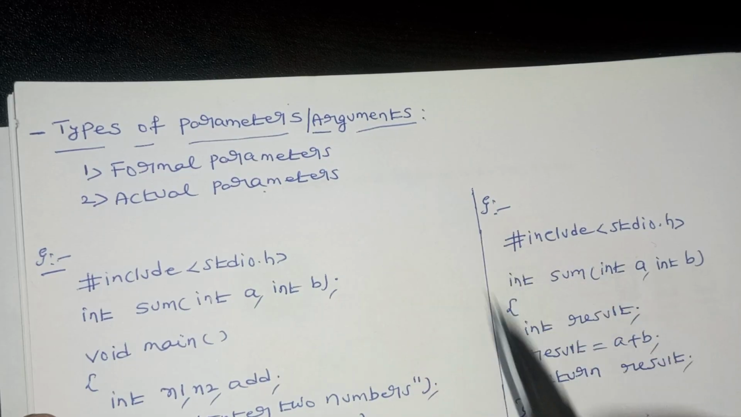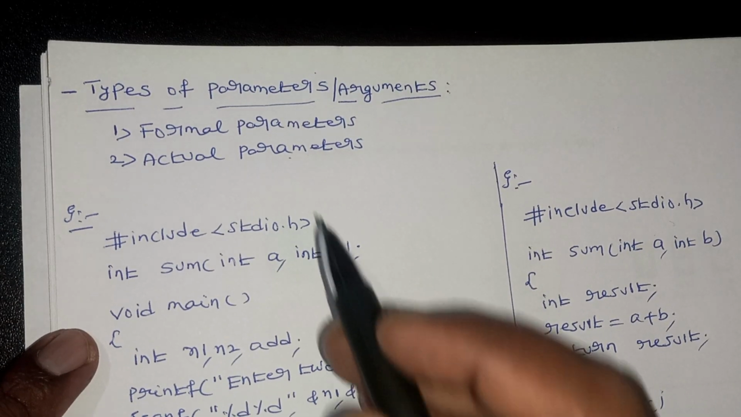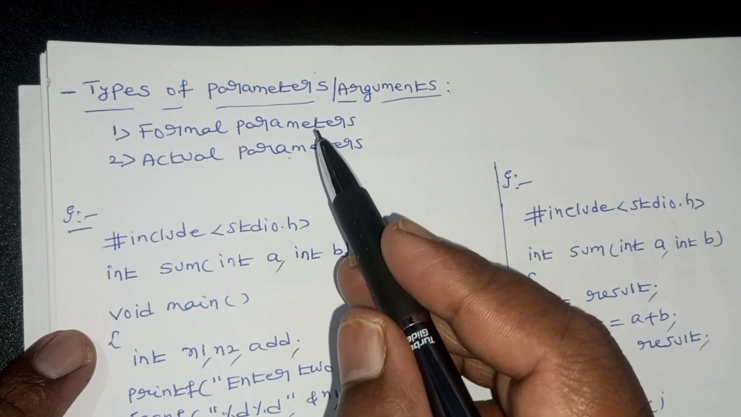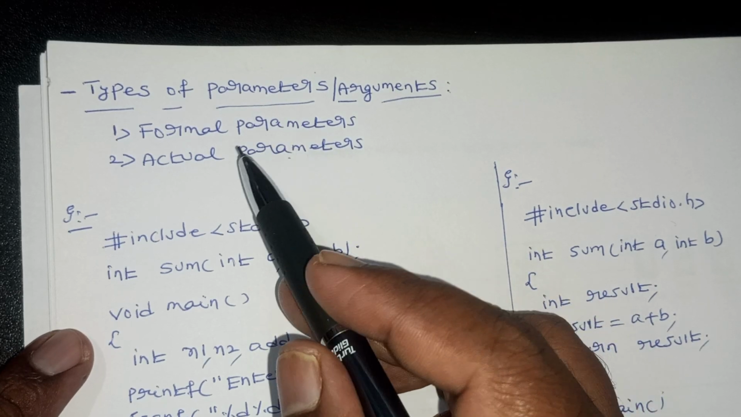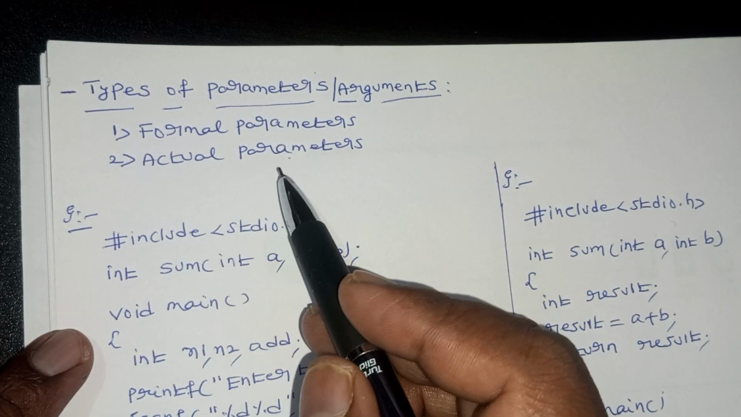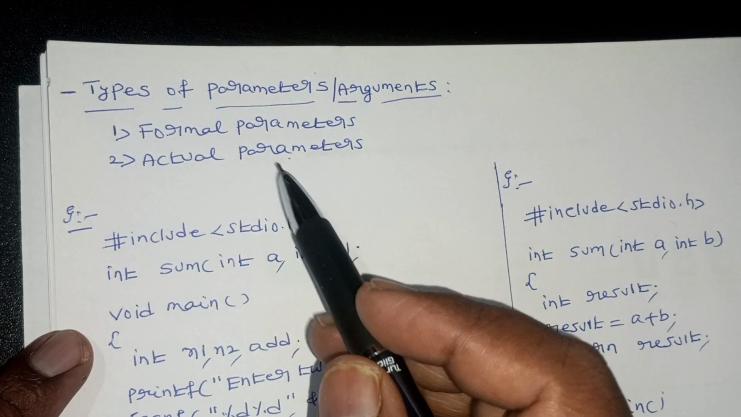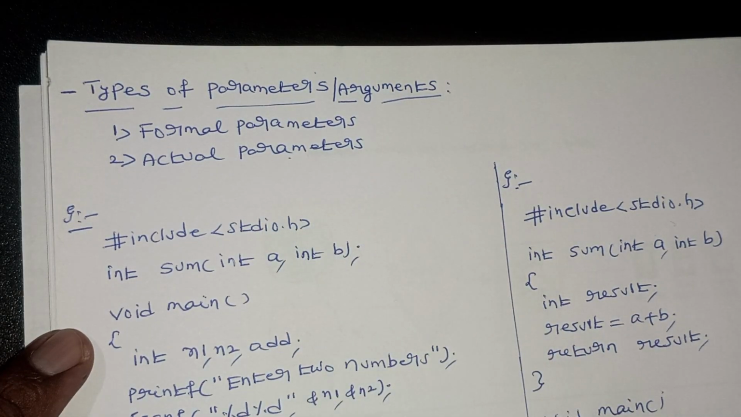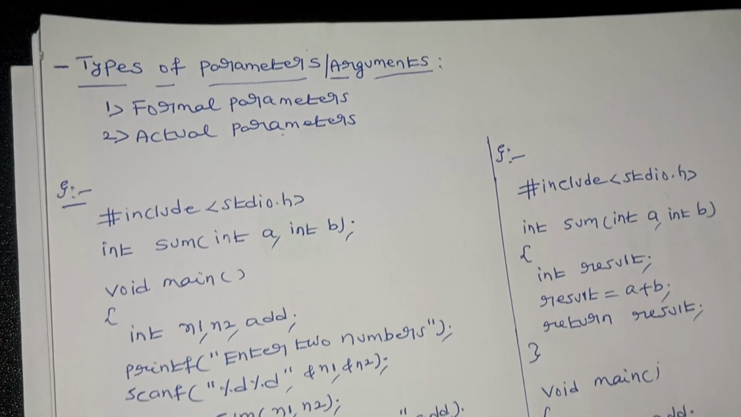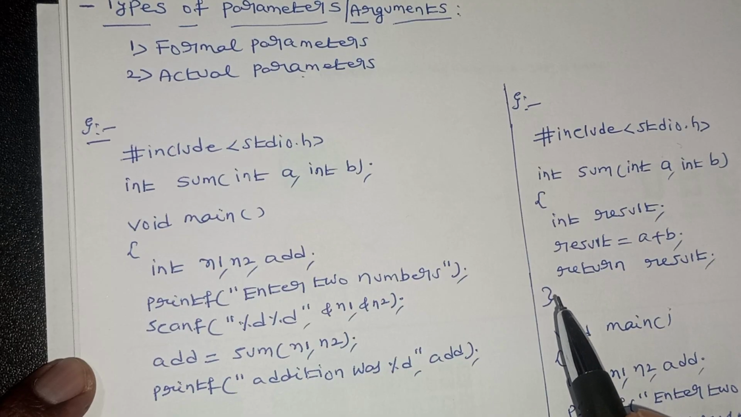Okay, so now I'll take an example. Along with the C programming language, it is very easy to understand. First of all, we will see the types of parameters, how many we have. One is formal parameters, second is actual parameters, or formal arguments and actual arguments. These are the types of arguments in the C programming language. Now I will take an example and tell what the actual parameters are.